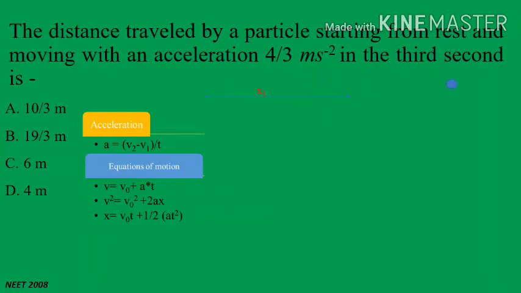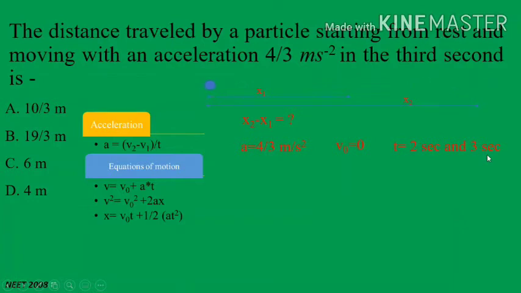This ball is traveling. So x1 is the distance traveled in first 2 seconds, whereas x2 is the distance traveled in total 3 seconds. And we need to find out only distance traveled in third second. That means we need to find out x2 minus x1. From the statement, it is given that acceleration equal to 4 by 3 meter per second square. The particle is starting from the rest, that is why initial velocity is 0 and time is 2 seconds and 3 seconds.